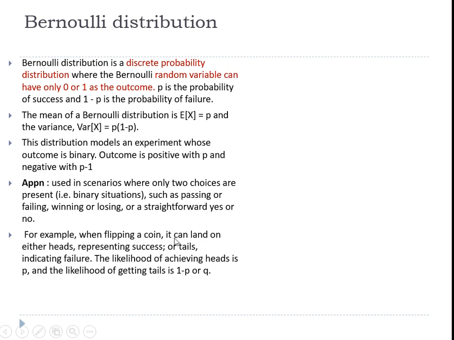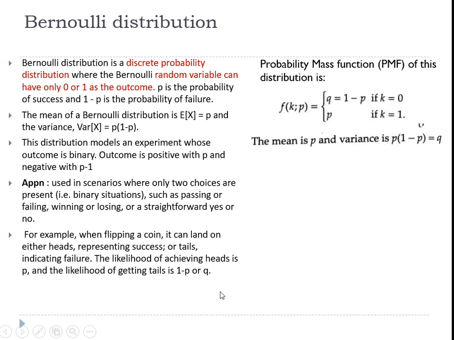One simple example is flipping a coin, right? It can land on either heads, representing success, or tails, let's say, which indicates failure. The likelihood of getting a head is p. The likelihood of getting a tail is 1 minus p. And since these are discrete values, we call it the probability mass function. The probability mass function for this distribution is q, that is 1 minus p, if k is equal to 0, and p if k is equal to 1. And here again we calculate the mean. The mean is nothing but p and the variance is nothing but p into 1 minus p.